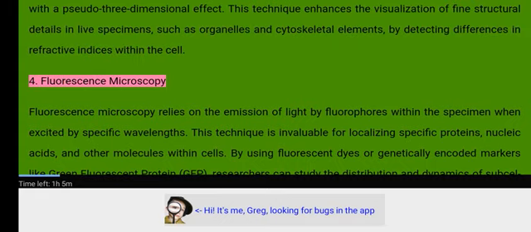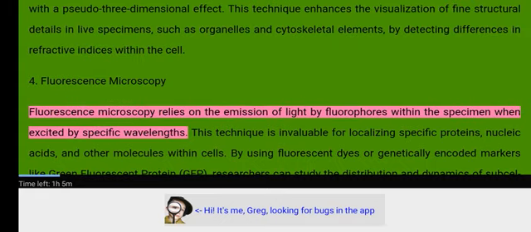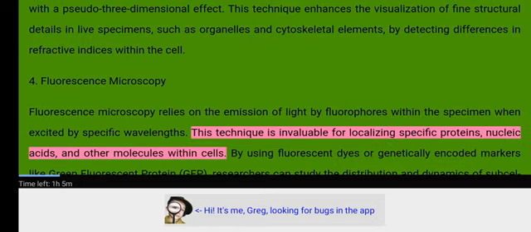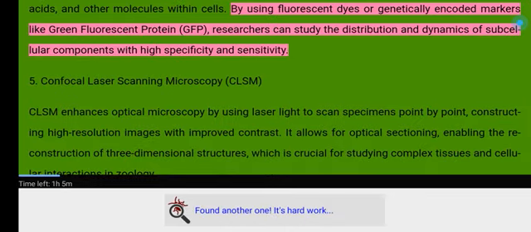4. Fluorescence microscopy. Fluorescence microscopy relies on the emission of light by fluorophores within the specimen when excited by specific wavelengths. This technique is invaluable for localizing specific proteins, nucleic acids, and other molecules within cells. By using fluorescent dyes or genetically encoded markers like green fluorescent protein (GFP), researchers can study the distribution and dynamics of subcellular components with high specificity and sensitivity.